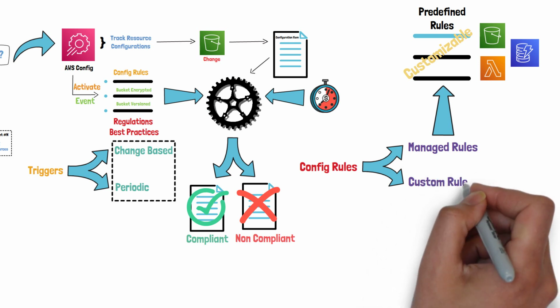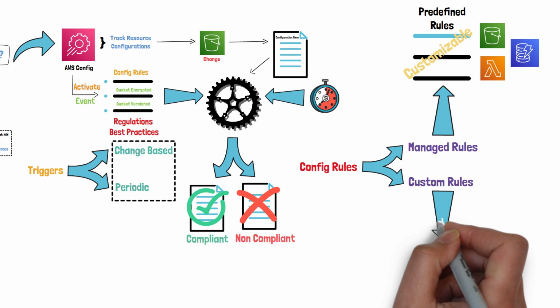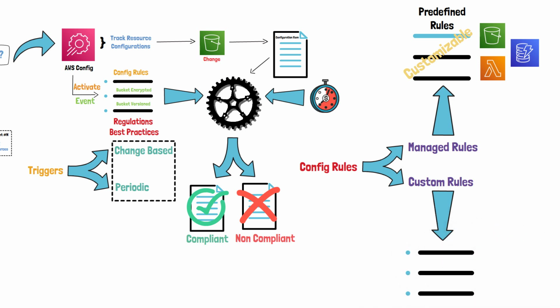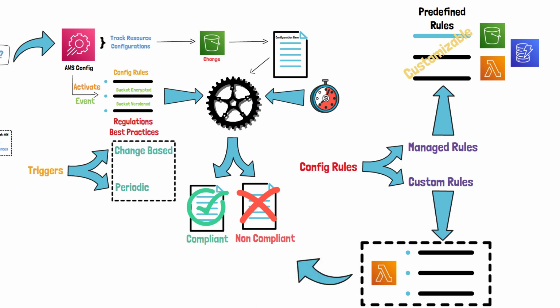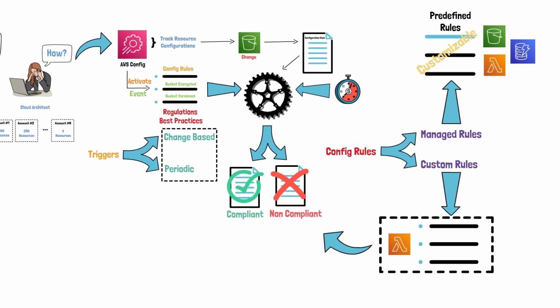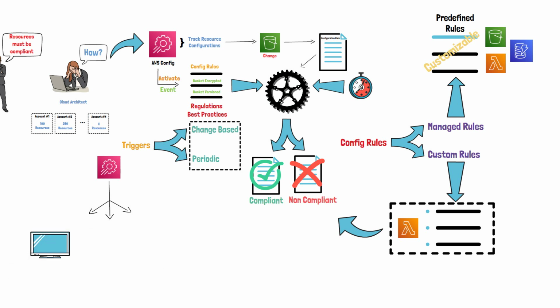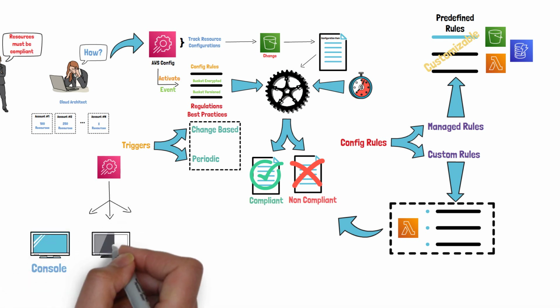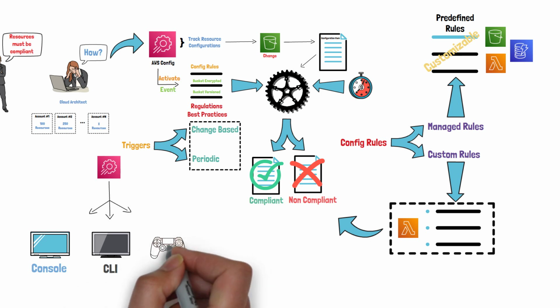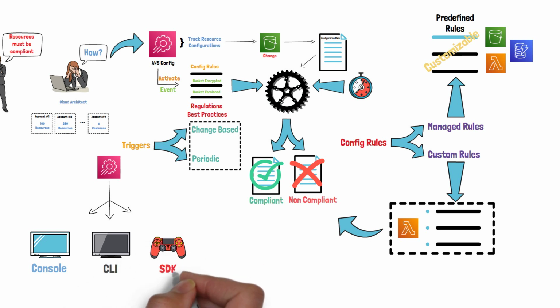If managed rules do not serve your needs, you can create custom rules using AWS Lambdas. Each custom rule is associated with one Lambda that has the logic for rule evaluation. The Lambda function will report the compliance status of the resource to AWS Config. You can use AWS Config using AWS Console, AWS Config CLI, or if you want programmatic access, you can also use AWS Config SDKs.